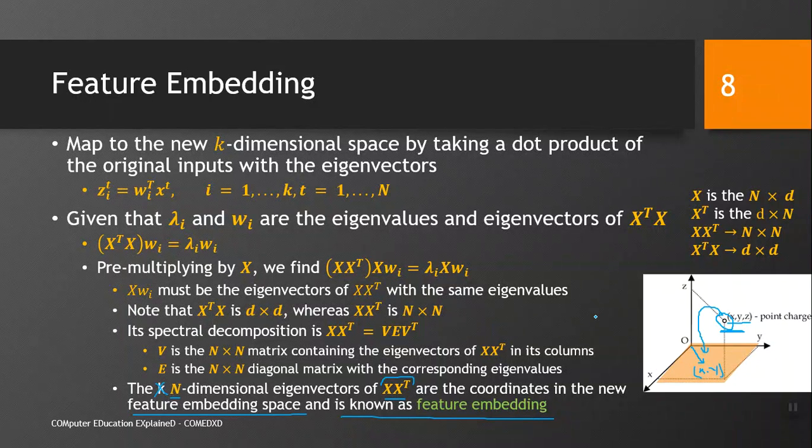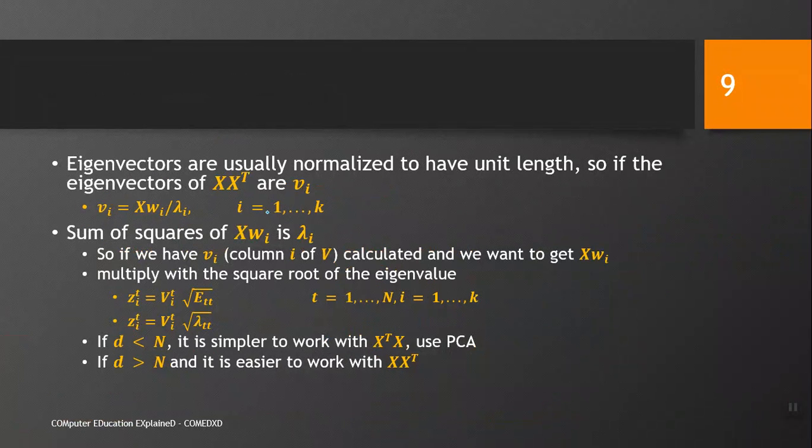So, the concept is clear, I hope. If it is not, then look at the things that I have said in this slide again. Eigenvectors are usually normalized to have unit length. So, if the eigenvectors of X transpose X, this is the covariance matrix, are represented by Vi, then Vi is equal to Xwi.